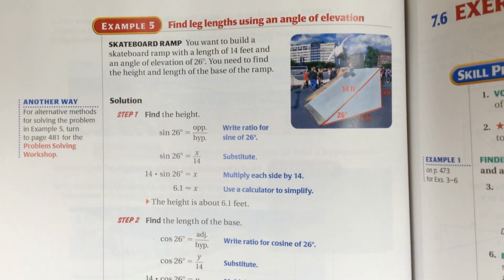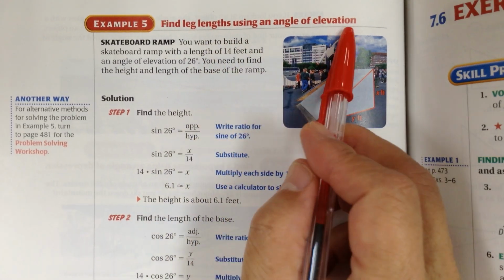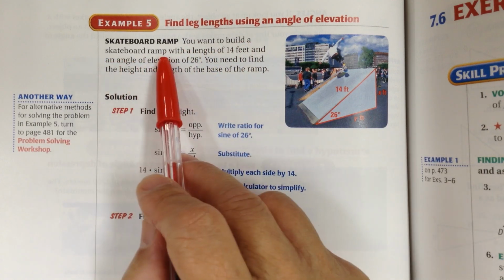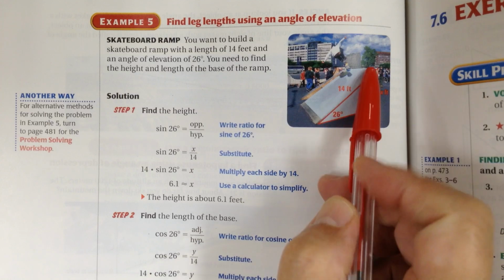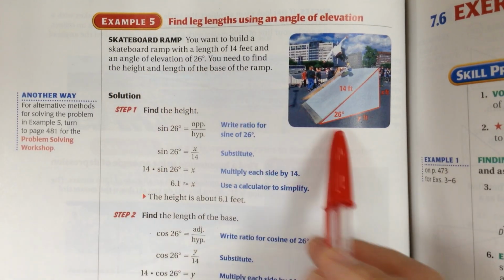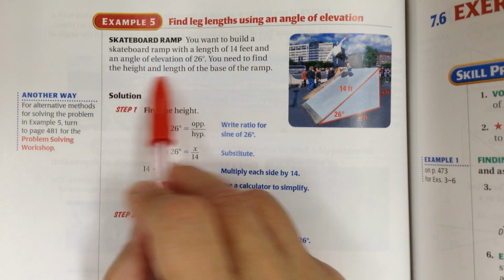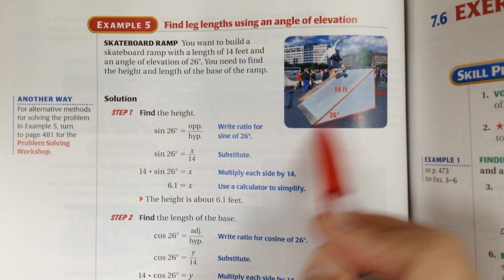Okay, let's go to example 5. Find leg length using an angle of elevation. Okay, skateboard ramp. You want to build a skateboard ramp with a length of 14 feet. And the angle of elevation is 26 degrees. So you start at the horizontal and you go up 26 degrees. You need to find the height and the length of the base of the ramp. So you're looking for this and this.